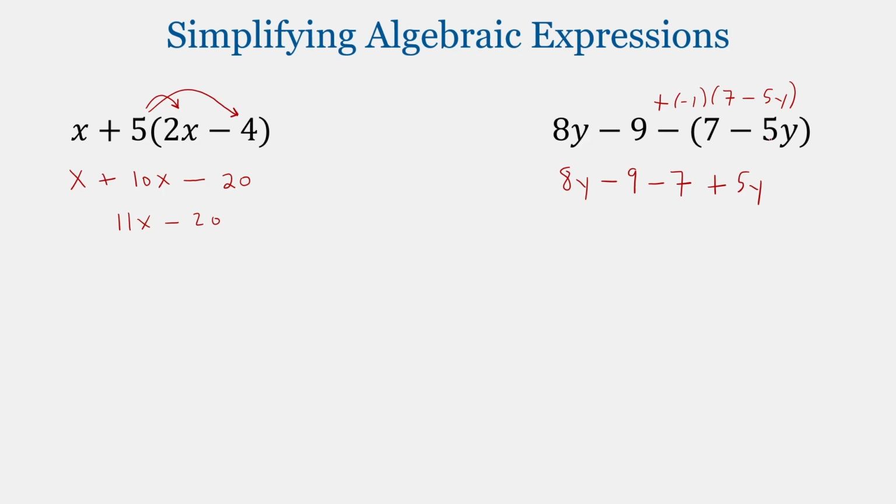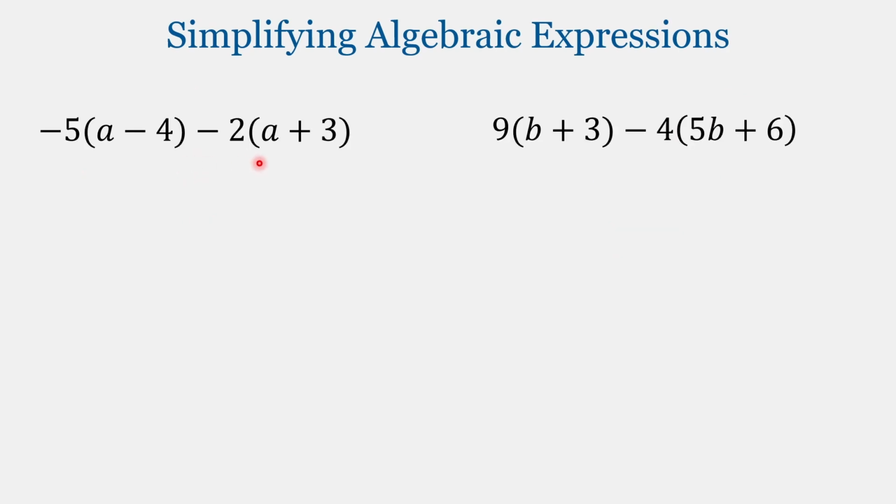We've completed multiplication. There's no division. So now we'll add and subtract. We do this by combining like terms. So 8y plus 5y is 13y. Negative 9 minus 7 is minus 16, or negative 16. So our answer is 13y minus 16.